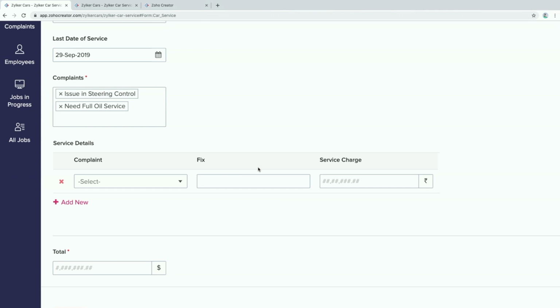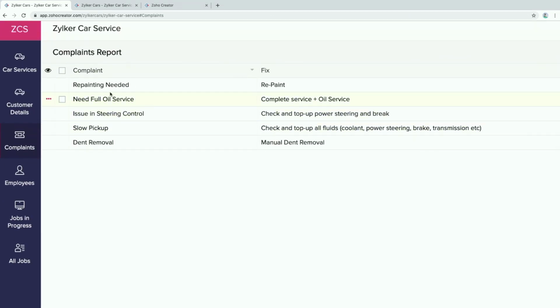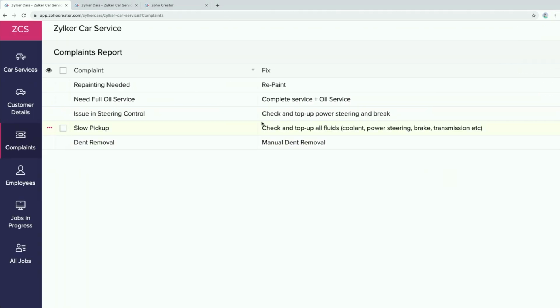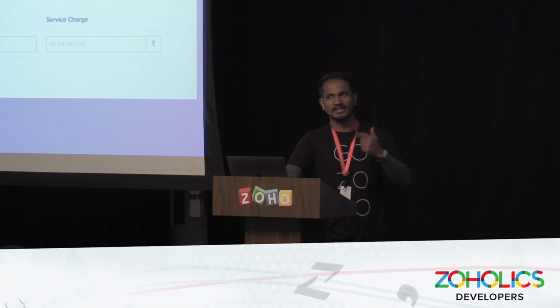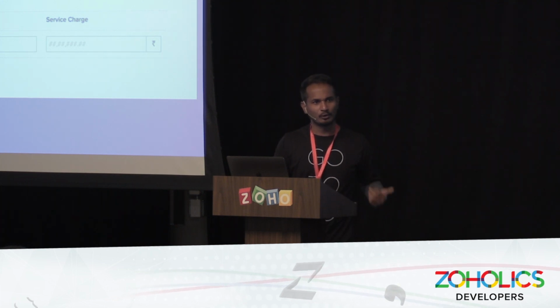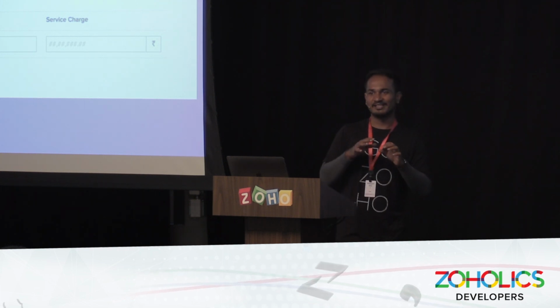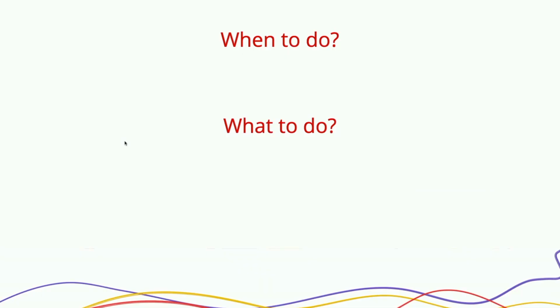Now you can either do it manually, or all this information is already part of the complaints table. So if this is the complaint, this is going to be the fix, and this is going to be the service charge. We already have a table with all the required information readily available. So we'll try to use that in here. Okay, so our automation 3 is going to be, when you select a specific complaint, we want a row of record to be added automatically into the subform. This has been a long requested feature, and we are happy we are able to come up with this year. We'll see how we can achieve that.